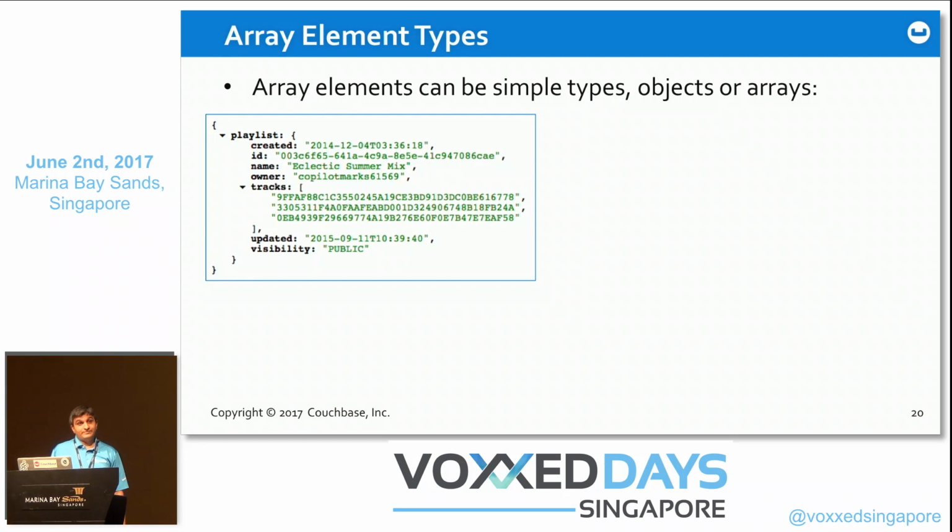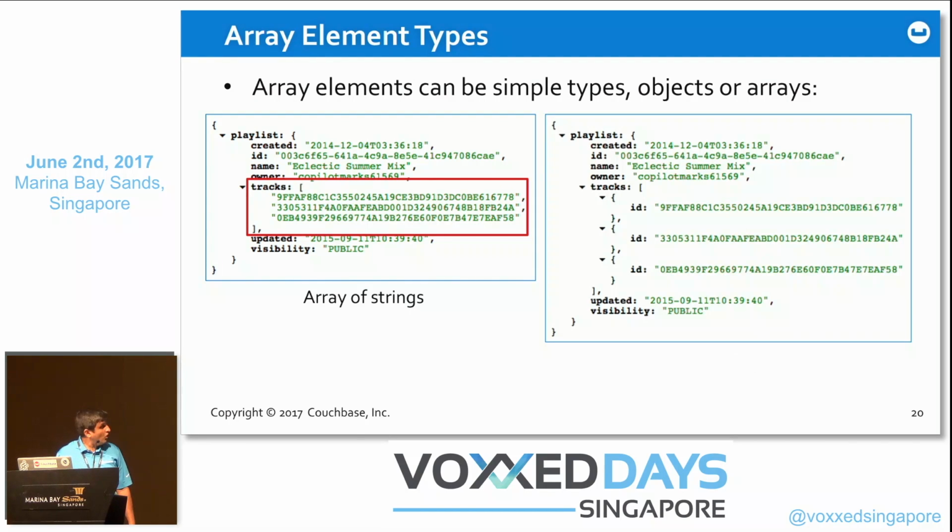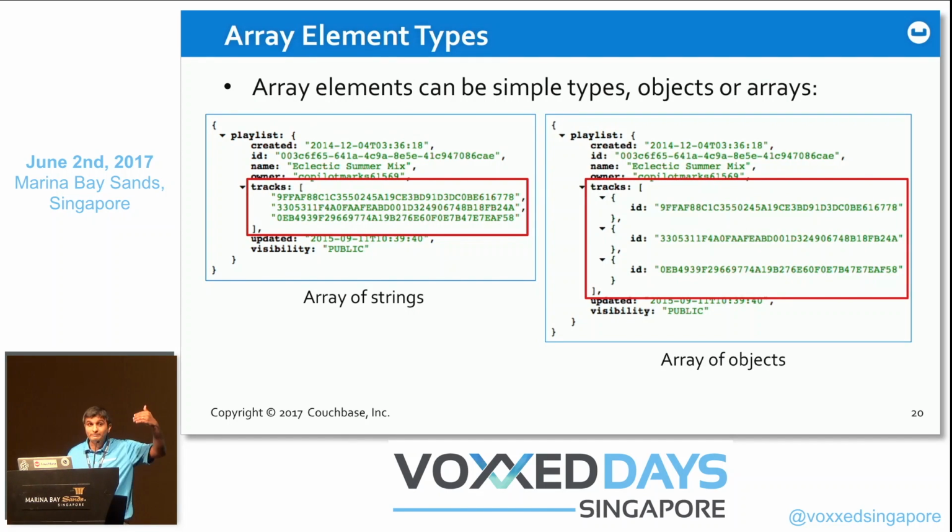Array element types. When you have an array something like this, you can just have an array of strings, or you can have an array of objects. Now there is a lot of advantage of the second one over the first one. So just imagine, let's consider the earlier scenario that we had. We have playlist, tracks, and artist. If I have an array of tracks with say 10 IDs, and I have to get the playlist name, the track name, and the artist name for all the tracks, I have to do 21 gets.